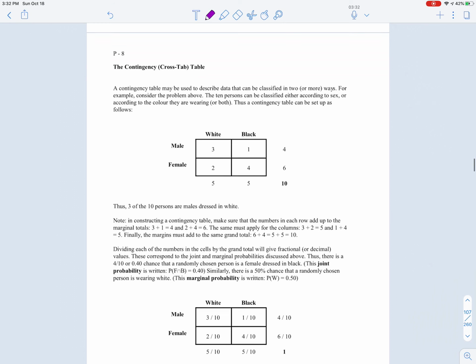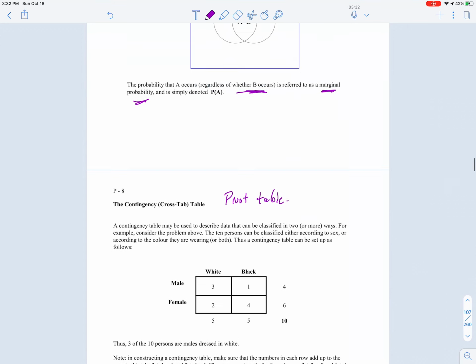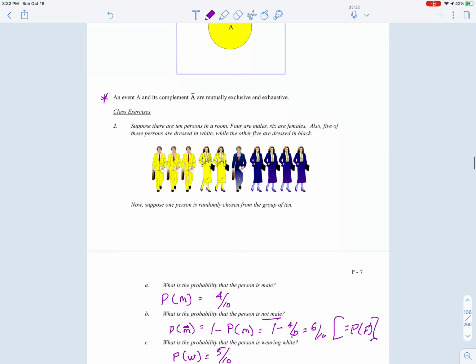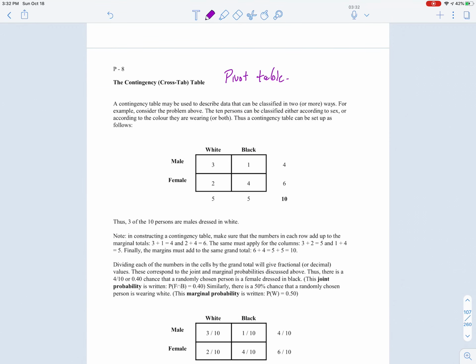The contingency table, or the crosstab table, or if this were in Excel, it would be a pivot table. So all those mean the same thing here, and it is used to describe the data that can be classified in 2 or more ways. And so we can write this as a little table. And if you take a look at this picture back here in terms of the people, again, the white or yellow wearing people and the blue, or we'll call it black, dressed people, then you'll see that we can actually put it in a table that looks like this.